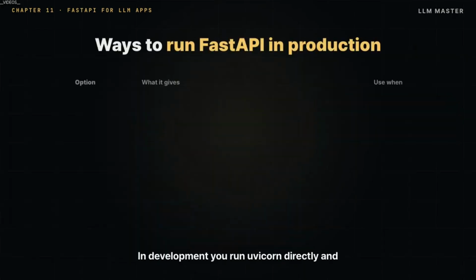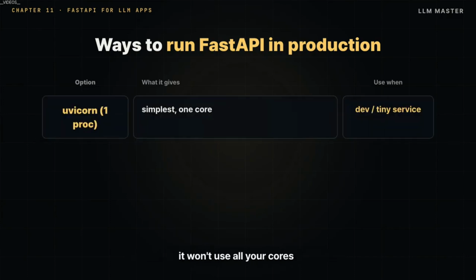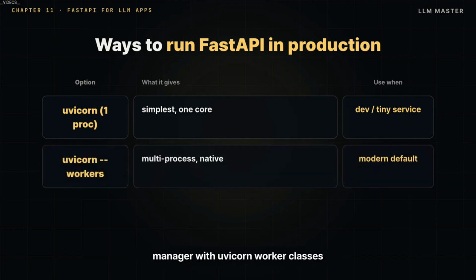Time to ship it. In development, you run Uvicorn directly, and it's fine, but a single Uvicorn process is one process. It won't use all your cores, and if it crashes, your API is just down. For production, the standard move is to run multiple worker processes. The classic pattern is Gunicorn as the process manager with Uvicorn worker classes. So Gunicorn supervises and restarts workers while each worker runs your async app.